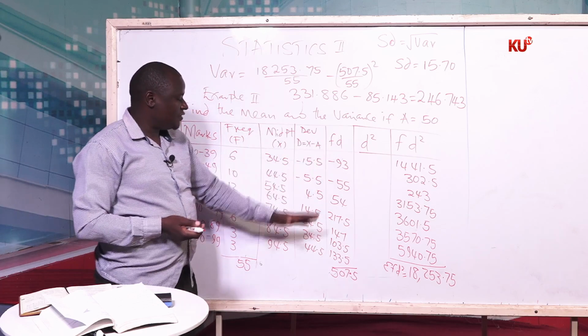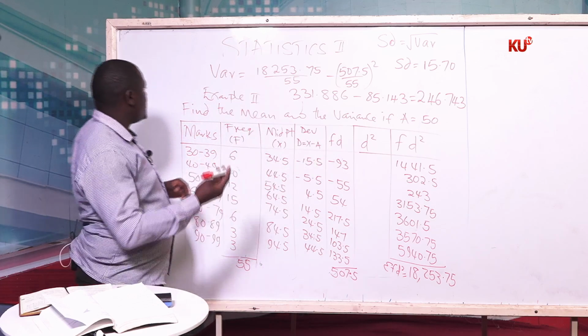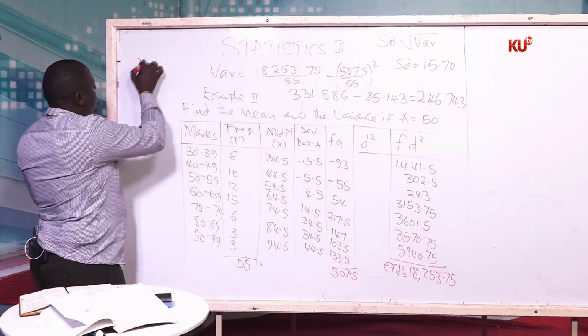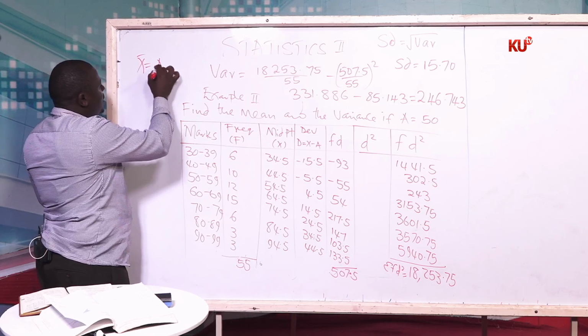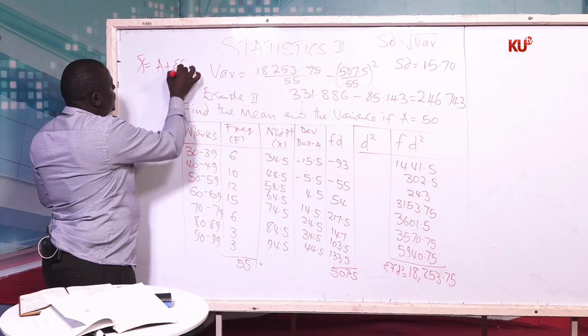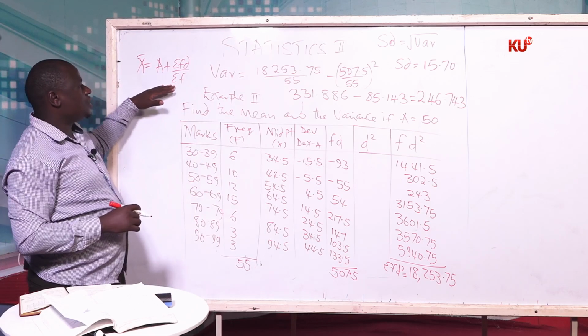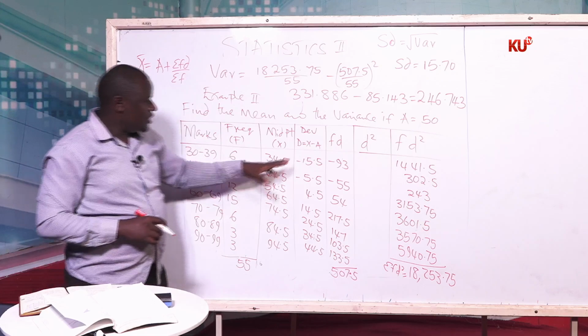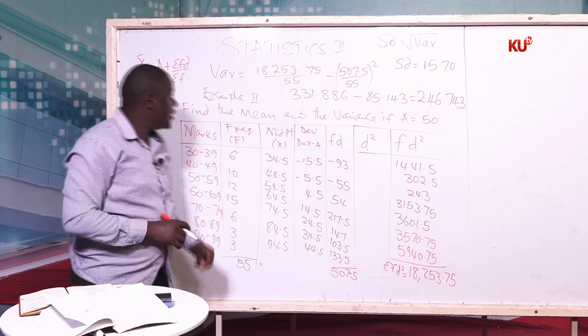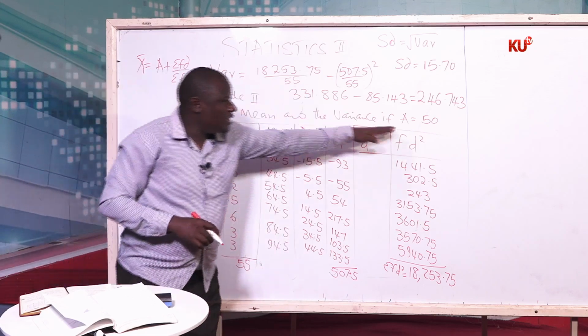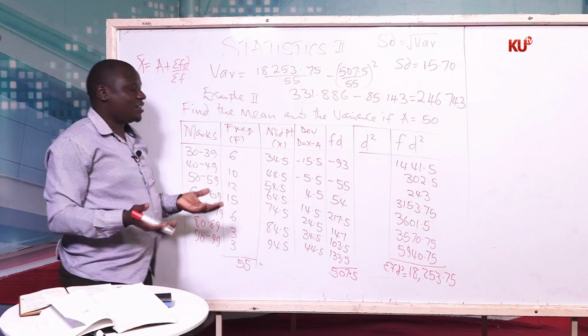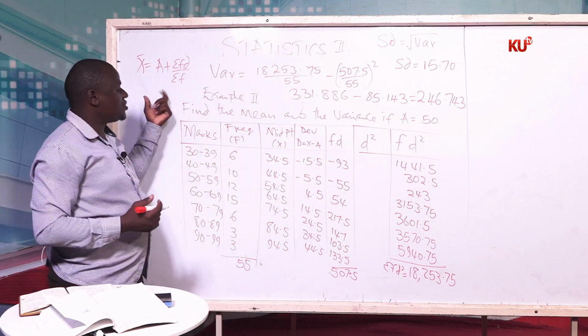Your mean is given by A, as we had said. Mean is given by A plus summation of FD over summation F. This is our mean using assumed mean. Our FD sum is given here. Our assumed mean was already given in the question. So having said that, I think these are free marks to gather.